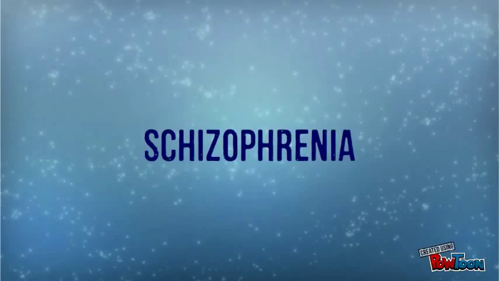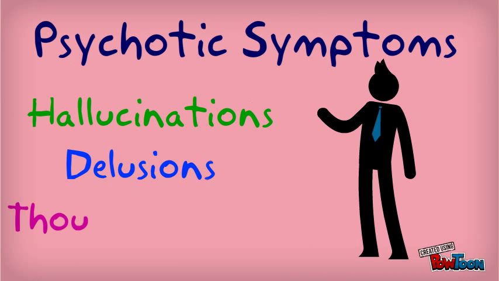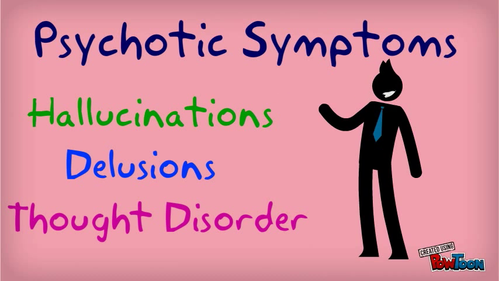Hi, I'm Julie, a psychology undergraduate student, and I'm going to be speaking to you about schizophrenia. Schizophrenia is a psychological disorder that affects how a person thinks, acts, and views the world. The disorder is characterized by what are referred to as psychotic symptoms. These psychotic symptoms are hallucinations, delusions, and thought disorder, which are associated with the loss of contact with reality.